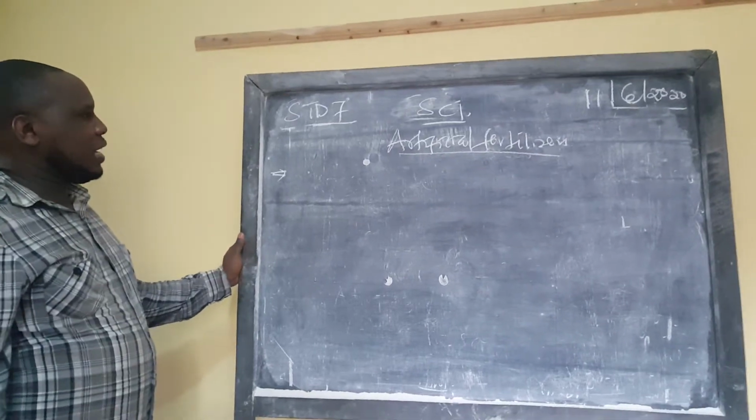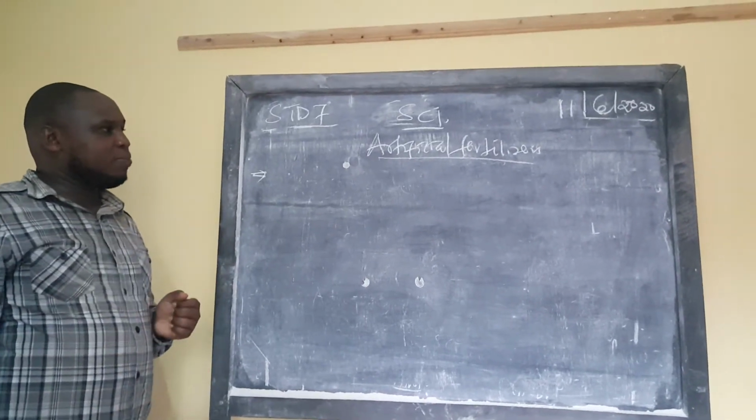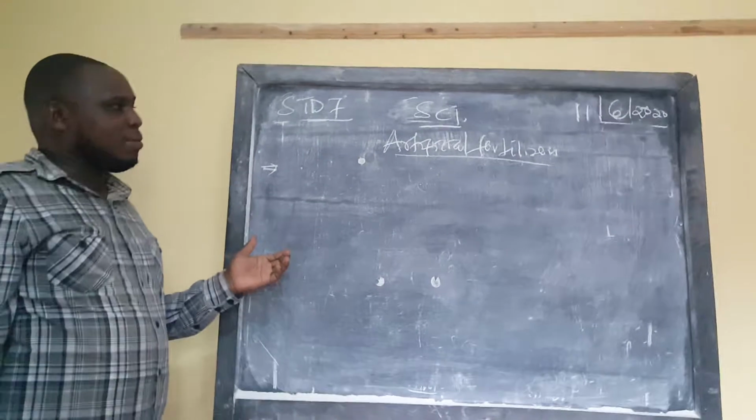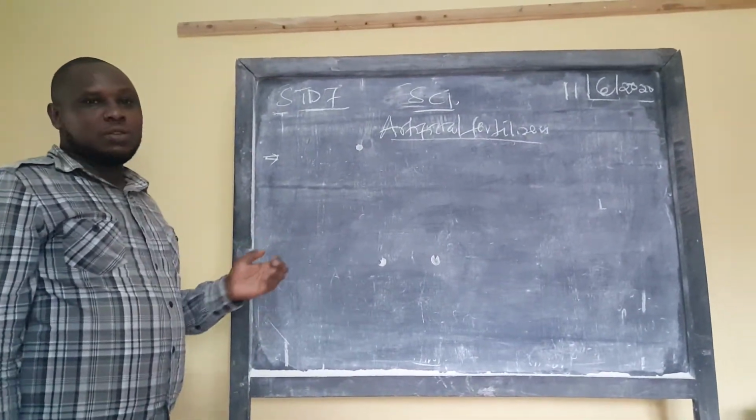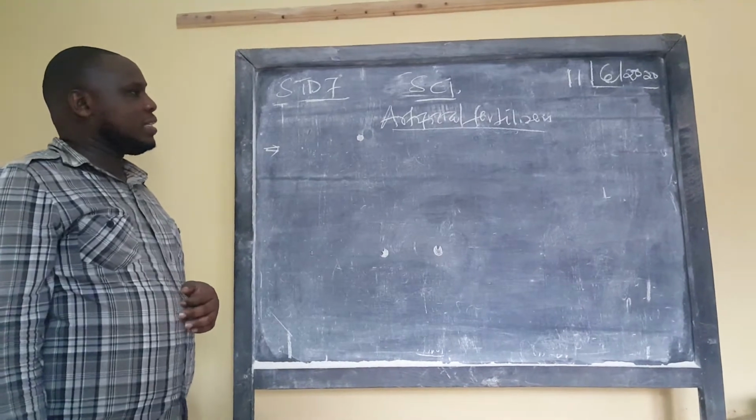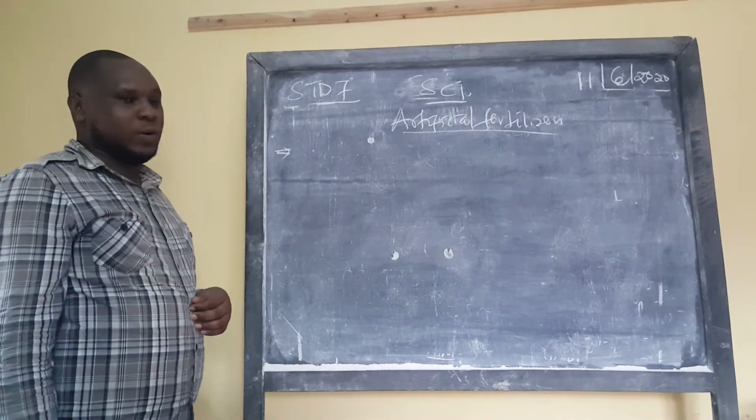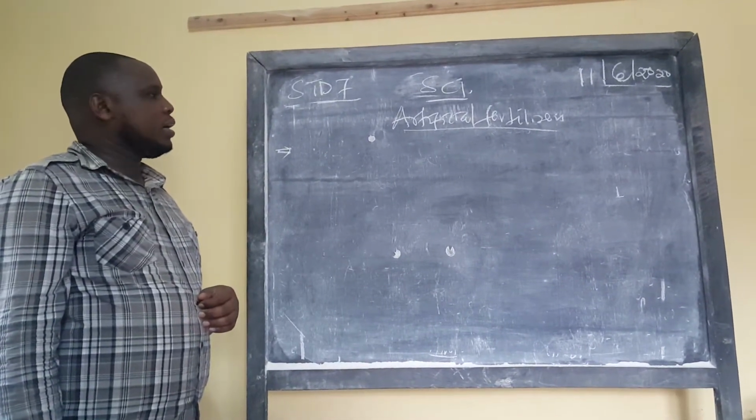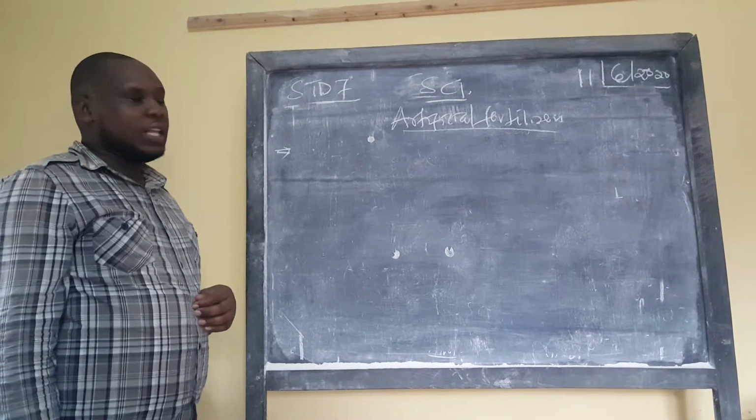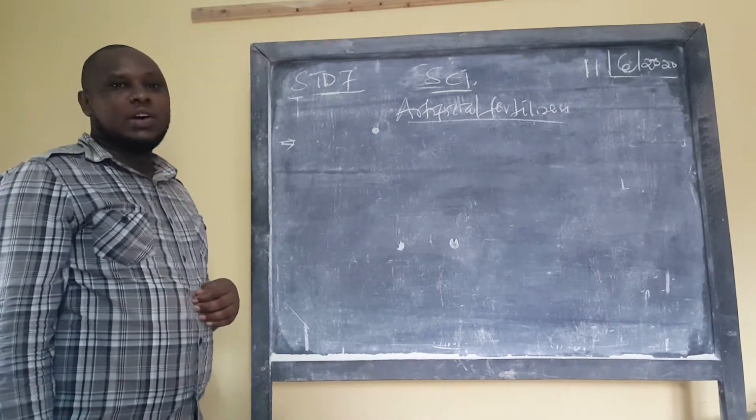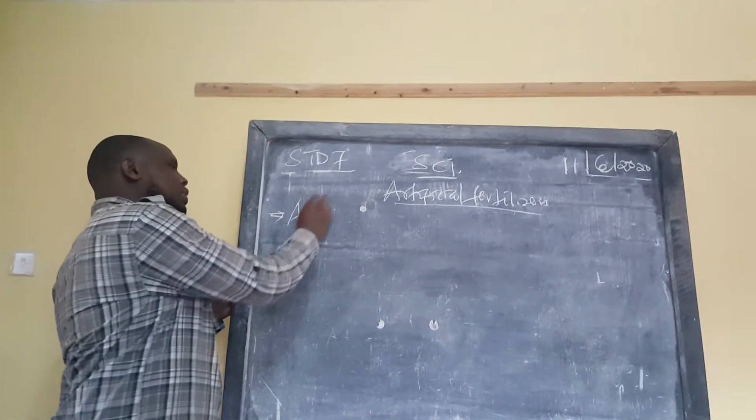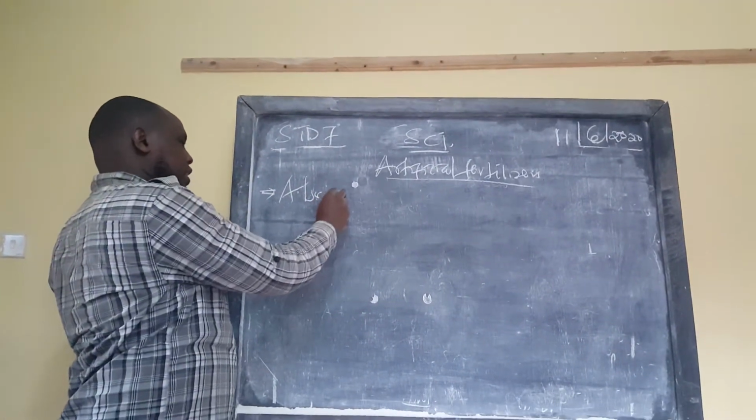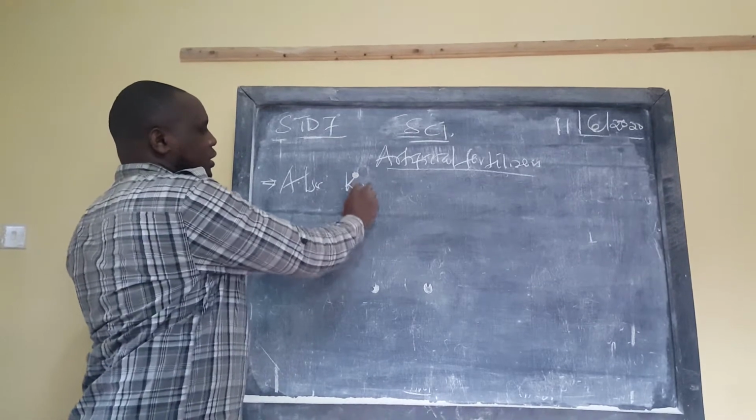Welcome learner to our science lesson today, and as I promised you, today we are going to learn about the artificial fertilizers. We've been talking about the natural fertilizers, where we said natural fertilizers are 4 in number: green manure, the farmyard manure, the compost manure, and lastly organic mulches. Now, artificial fertilizers are also known as inorganic fertilizers.